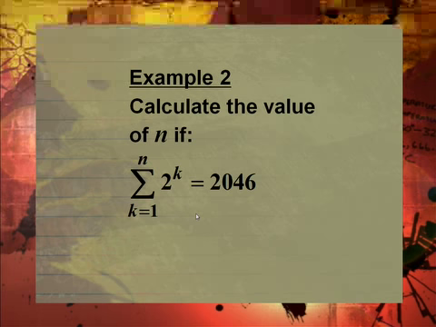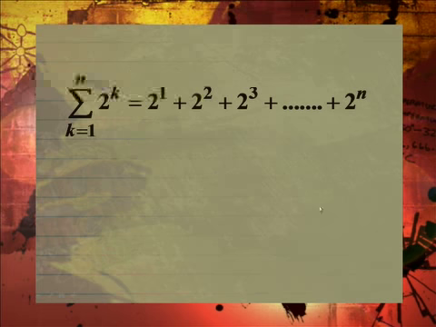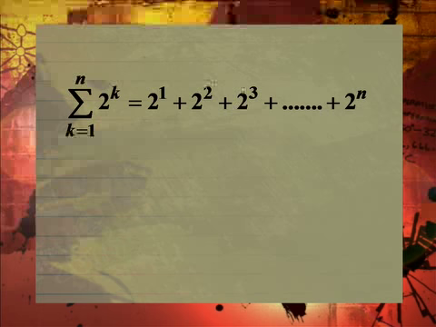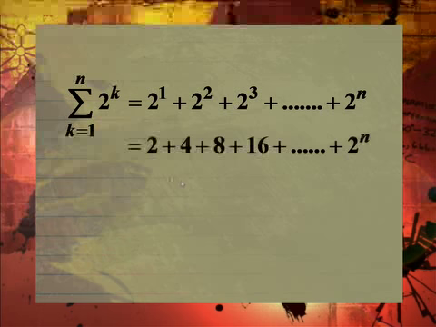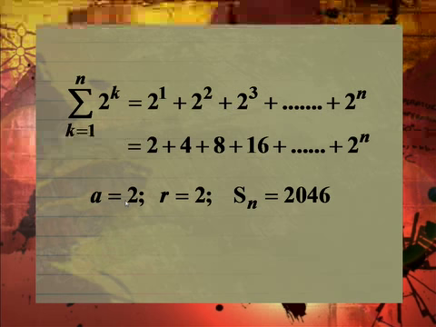Look at this one. Let's take this example. Let's go to a bit of geometric. Calculate n. The sum of an unknown number of terms gives that. Well, let's expand. 2 to the 1, 2 to the 2, we put the 1, 2, 3 all the way up to n. Now, what is this? 2, 4, 8, 16, and so it goes on. It's geometric. You're multiplying by 2. The first term is 2, the constant ratio is 2, and we've got a sum of an unknown number of terms that's going to give us 2046.